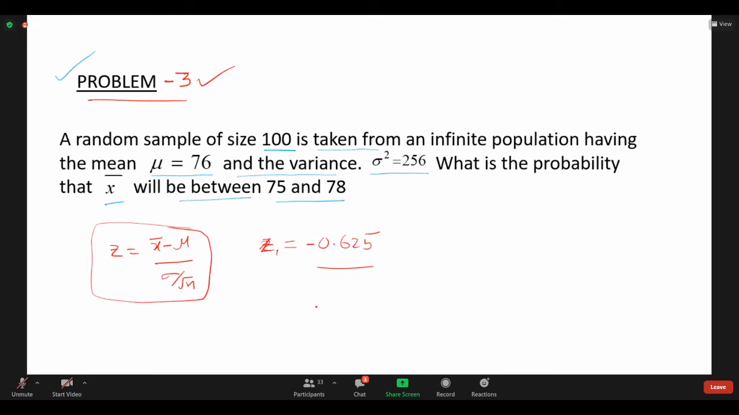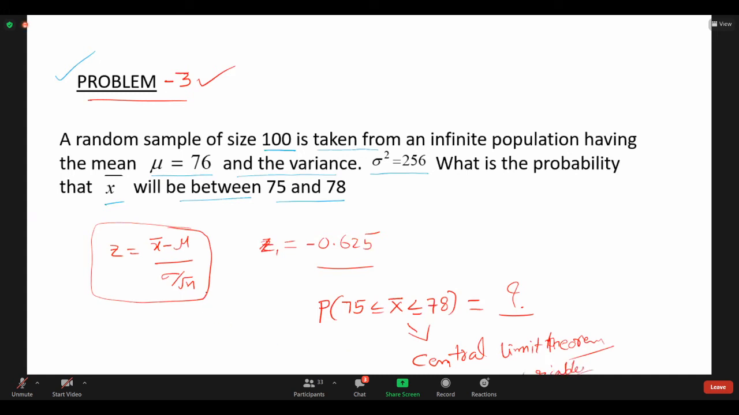We have to find the probability of 75 less than or equal to x bar less than or equal to 78. That is the question. We can't find this value directly. For finding this, we have to use the central limit theorem. We have to convert into the z variable. This is the relation.